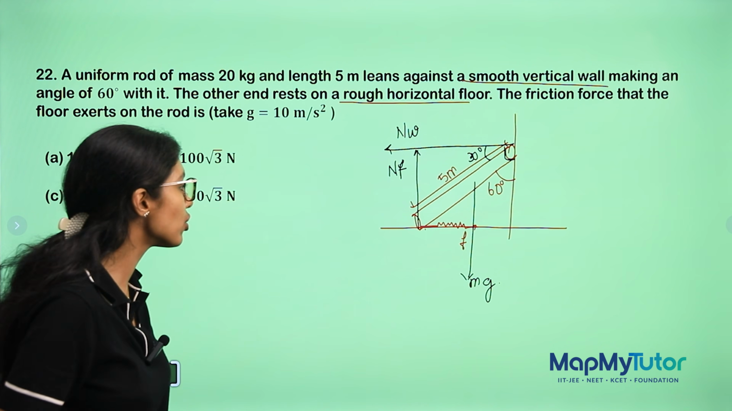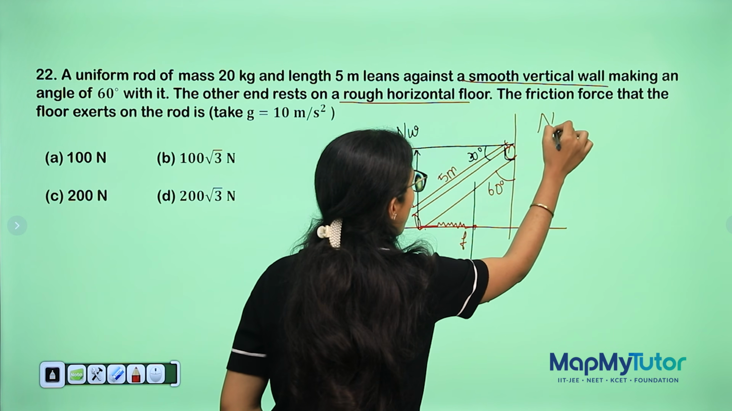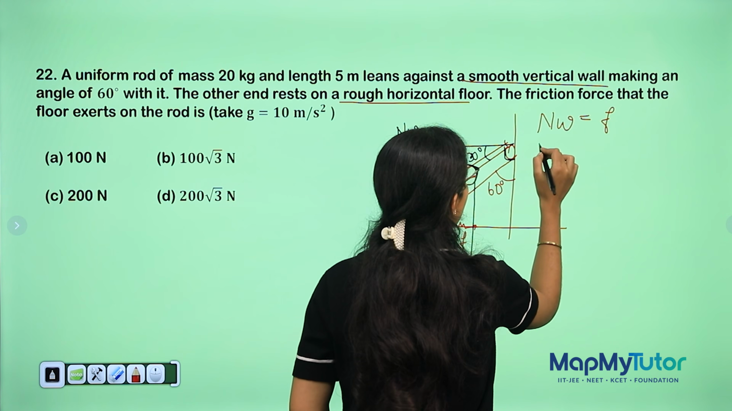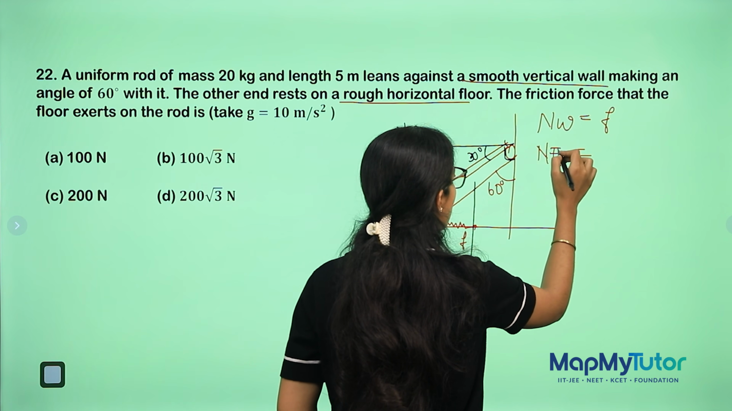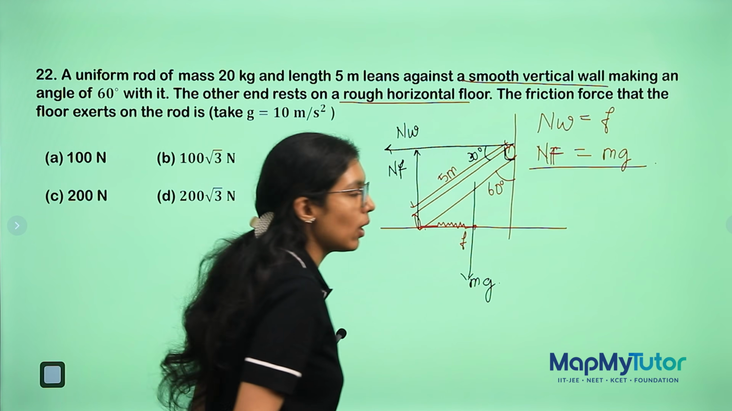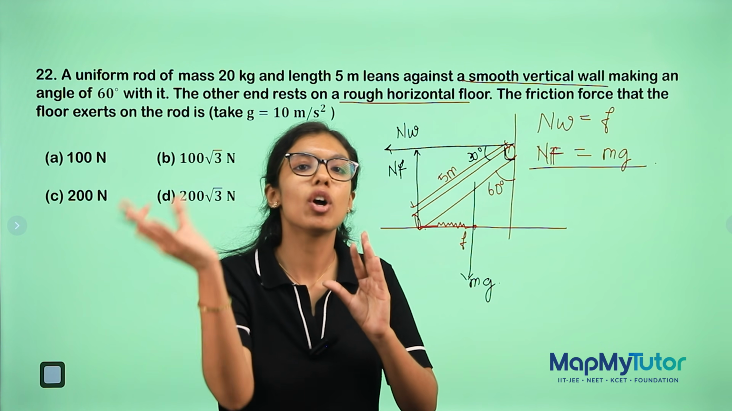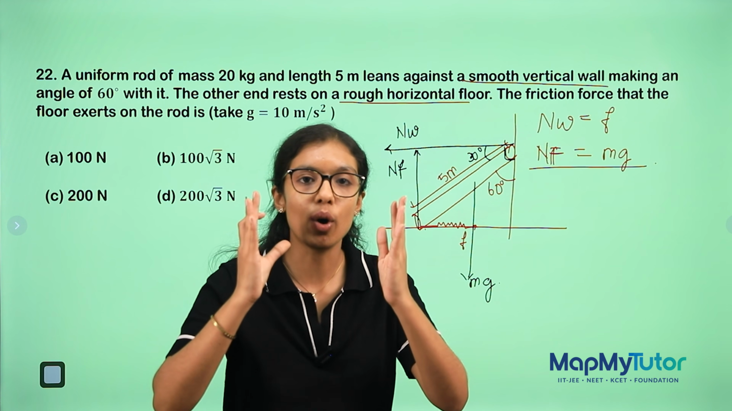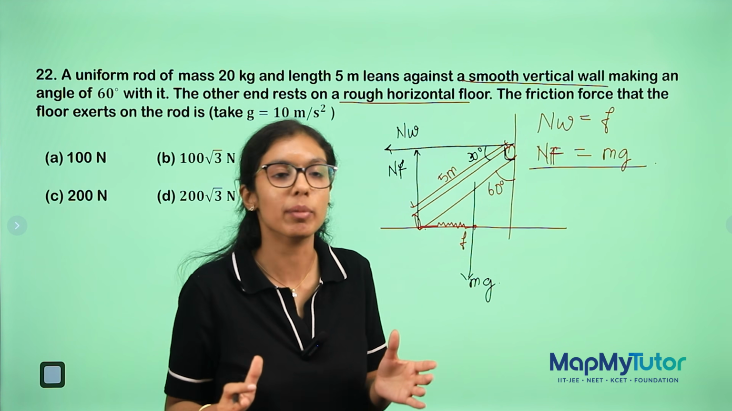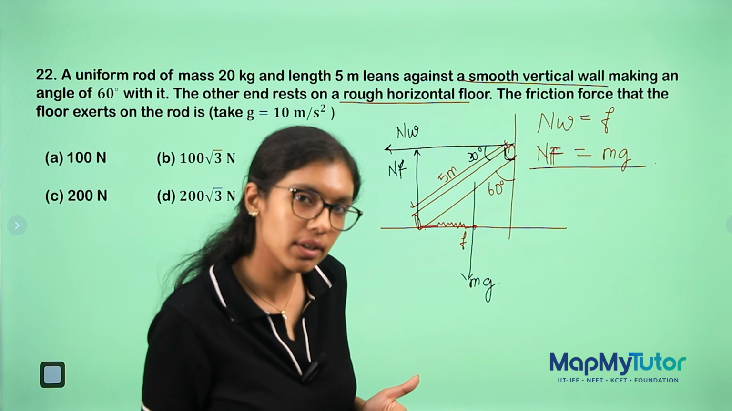Now moving to the calculation part. Right hand side will be equal to the left hand side. So NW should be equal to your friction, and NF, that is normal of floor, should be equal to mg. Now, as this rod is in equilibrium, your anti-clockwise torque and clockwise torque will always be equal because it is at rest, it is not moving. So I can write my anti-clockwise torque will be equal to clockwise torque.